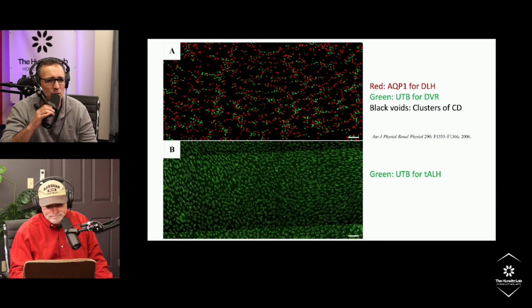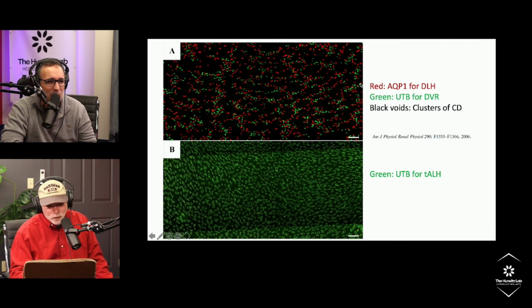Green is the urea transporter for the descending vasa-recta. And then you see them clustered around the voids, which are the collecting duct. So what do you make of the red and the green's relationship to each other?